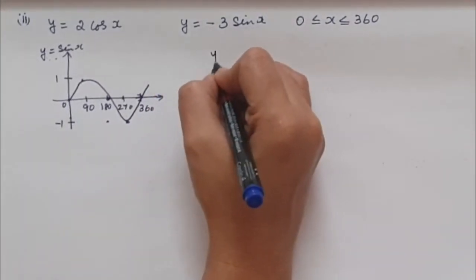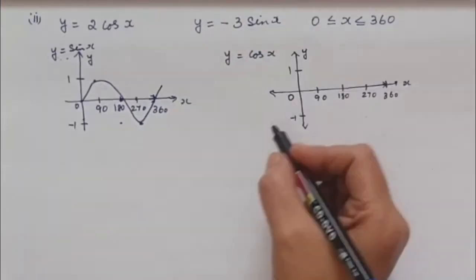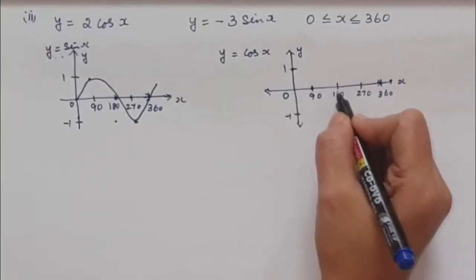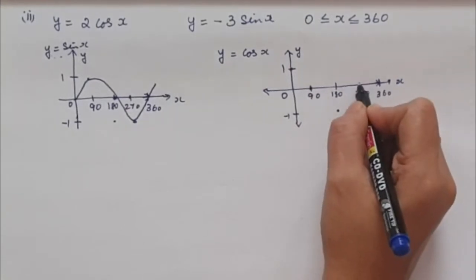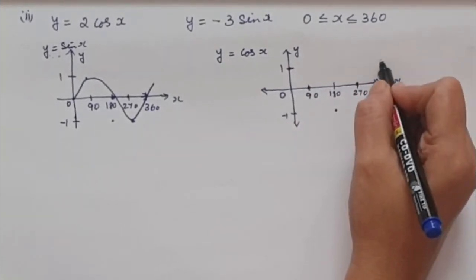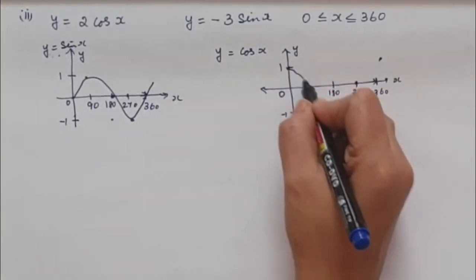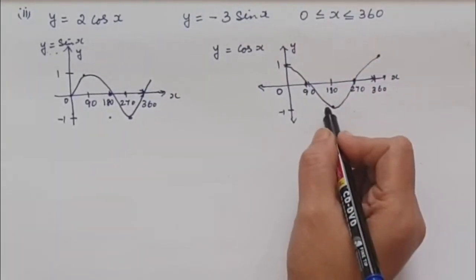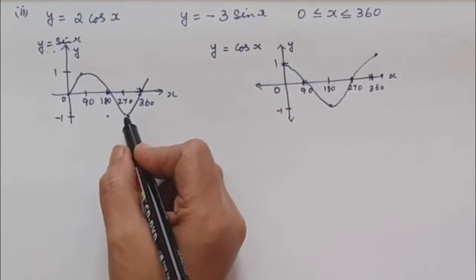In the same way, we'll draw the graph for y equal to cos x. Now cos 0 is 1, cos 90 is 0, cos 180 is negative 1, cos 270 is 0, and cos 360 is positive 1. So when we draw the graph, we'll have it like this. This is the graph of cos x and this will be the graph of sin x.